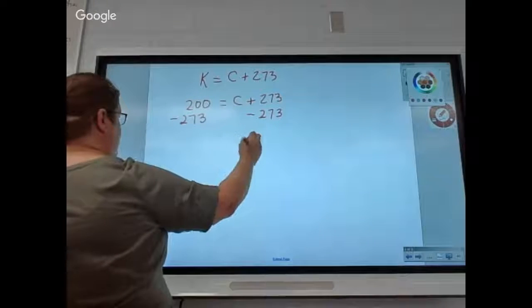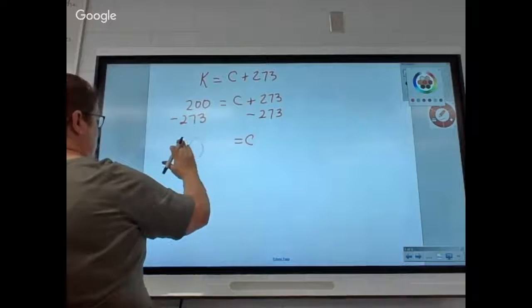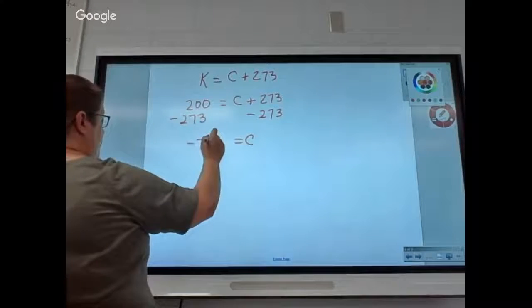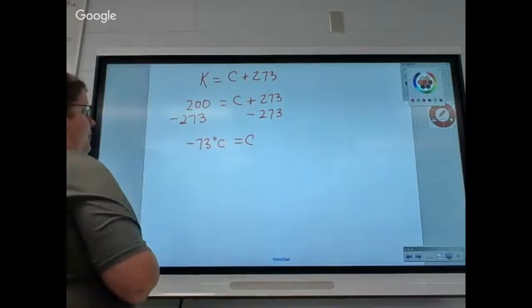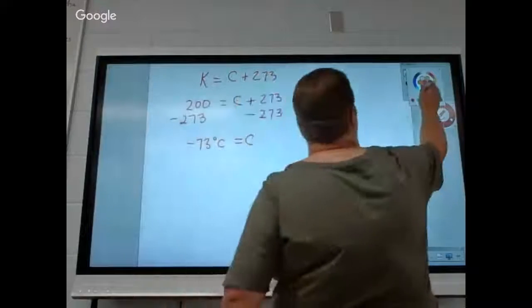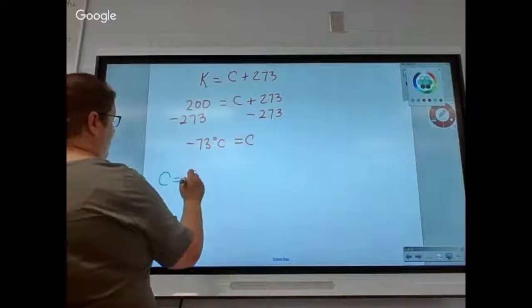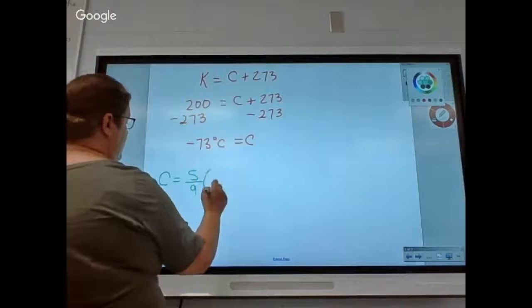So we get Celsius equals negative 73 degrees Celsius. Everybody okay with the first part? All right, the second part has a formula of C equals 5/9 F minus 32.